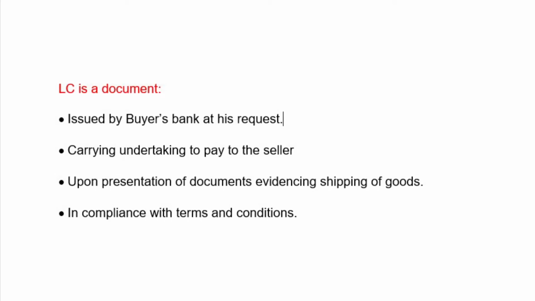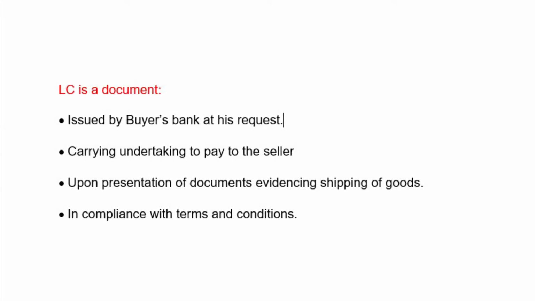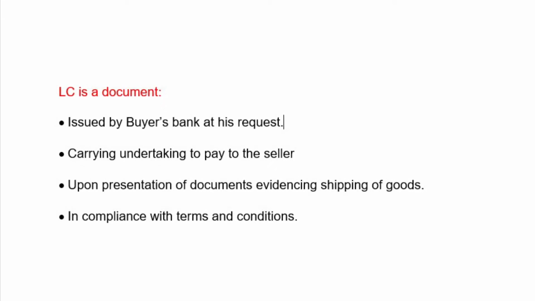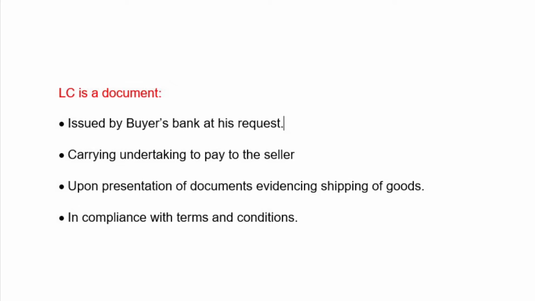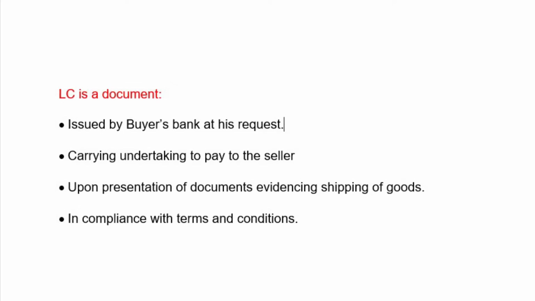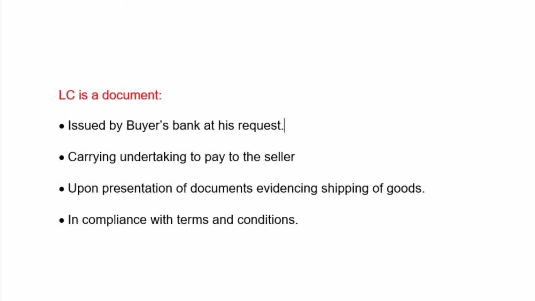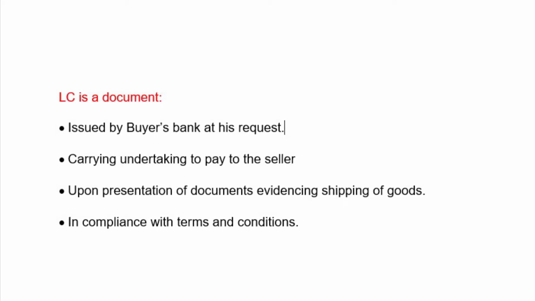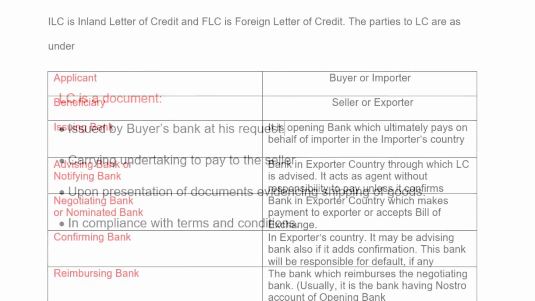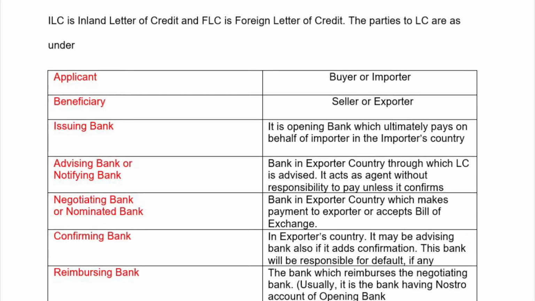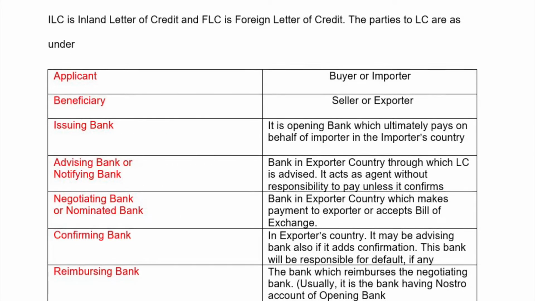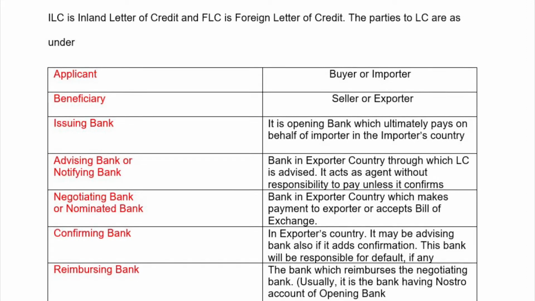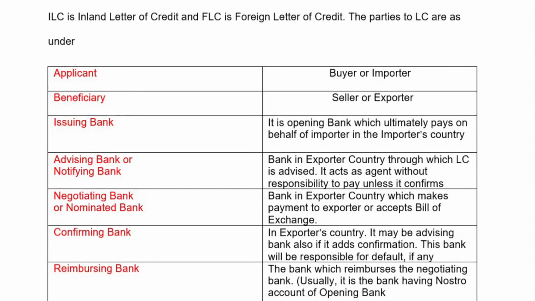So here it says an LC is a document issued by the buyer's bank at his request, carrying an undertaking to pay the seller upon presentation of documents evidencing shipping of goods in compliance with terms and conditions. Coming to the next slide, here are the parties involved in the letter of credit. Basically, ILC and FLC are mentioned. ILC means inland letter of credit, FLC means foreign letter of credit.